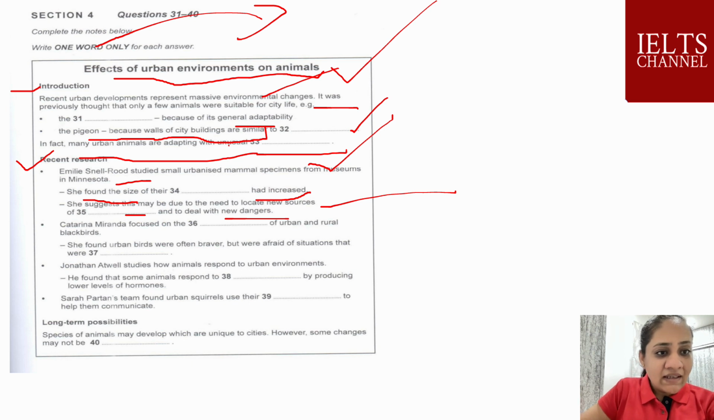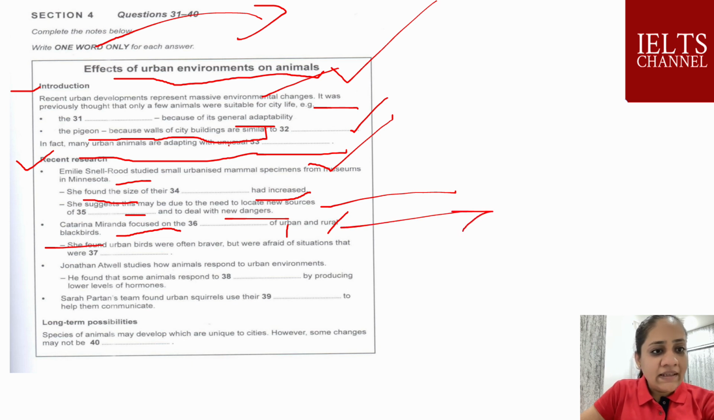Now the next is Miranda focused on the dash of the urban and rural blackbirds. So I have to just focus on Miranda, who focused on dash of urban and rural blackbirds. Urban and rural blackbirds, these two are keywords. Fine. Now the next we have to focus on Jonathan. Jonathan studies what? He found that some animals respond to dash by producing lower levels of hormones. So have to focus on the lower levels of hormones. This is our keyword, and they respond to dash.